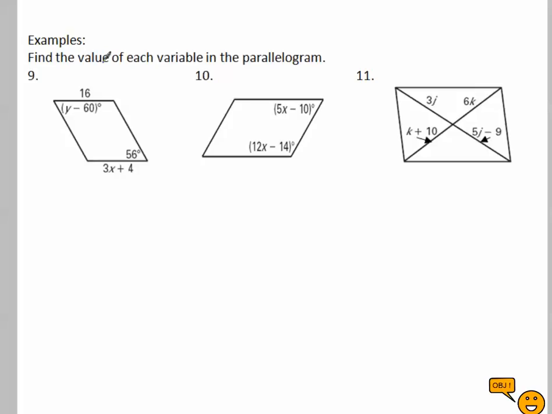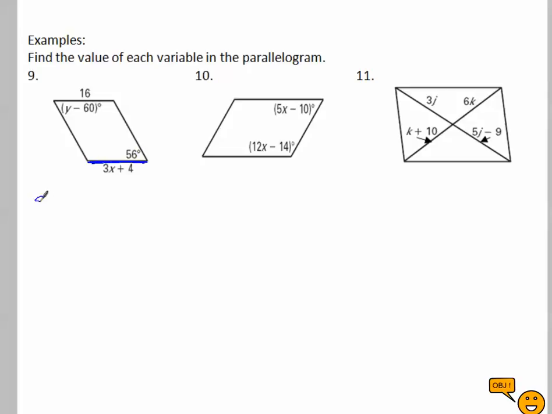Examples. Find the value of each variable in the parallelogram. So let's think about where the variable is in this first one. I see an x and it's labeling this side. How do I know it's labeling the side? It's outside of the parallelogram. It doesn't have a degrees symbol like these do right here.